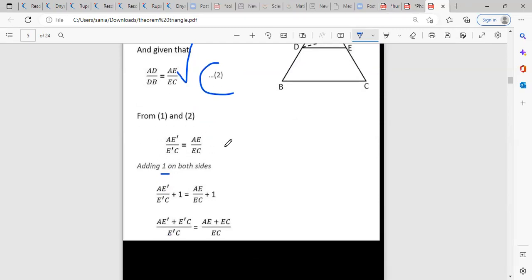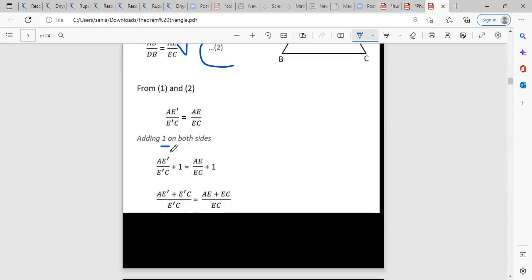Now what you will do, now you have this. You will add 1 on both sides. When you add 1, you will take the LCM. So now it is AE dash divided by E dash C plus 1. 1 will be your LCM, and this will be 1 multiplied by AE dash, plus 1 multiplied by E dash C. To make it E dash C, you have to multiply E dash C with 1.